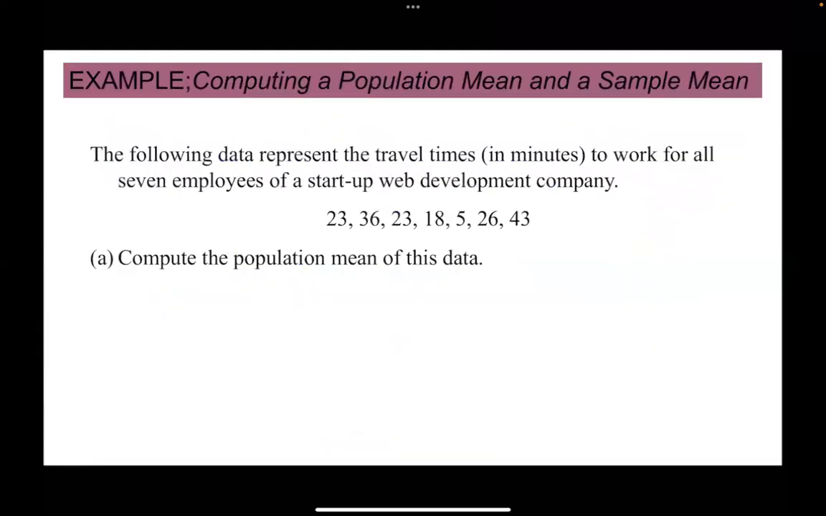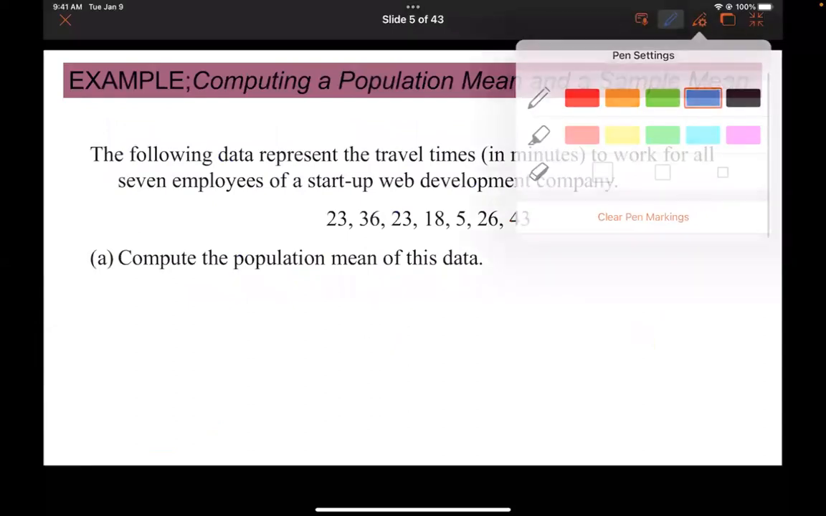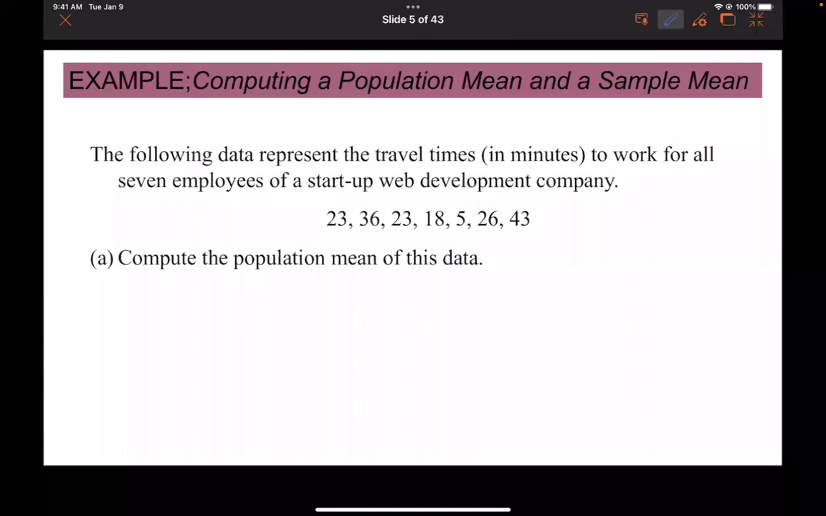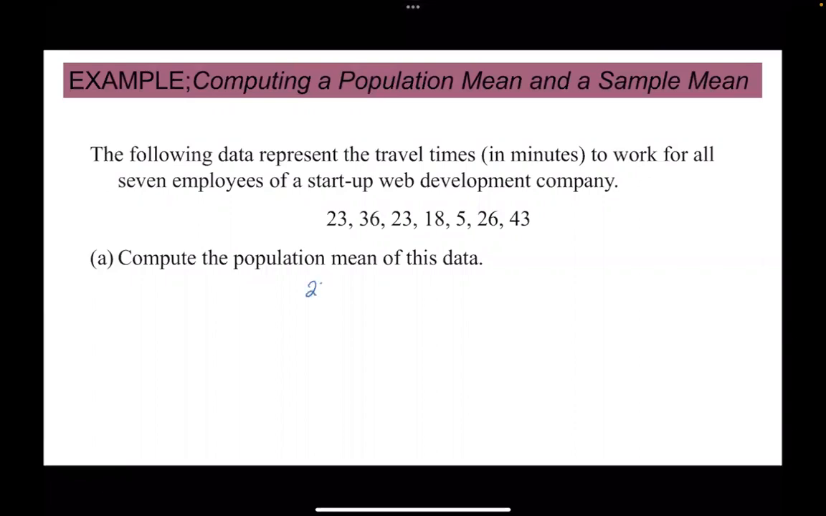All right, moving on. So we're going to actually math it up. Change color because I get bored with one color. This data represents the travel time in minutes to work for all 7 employees of a startup web development company. So for all 7 of these employees, we're going to compute the population mean. So I'm just going to add them together. I could have just written pluses in between all of those. And there are 7 numbers.